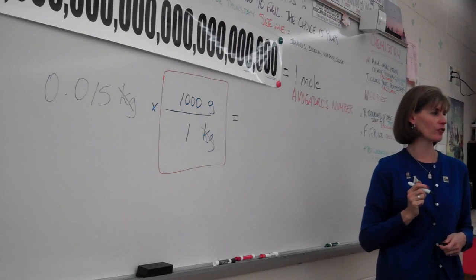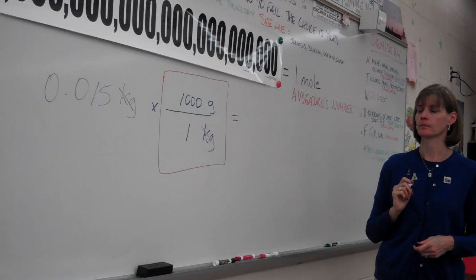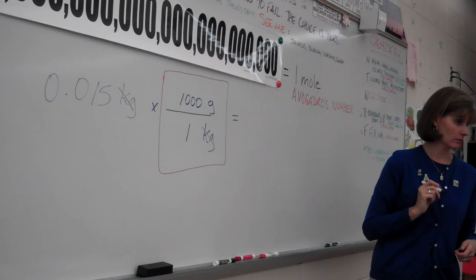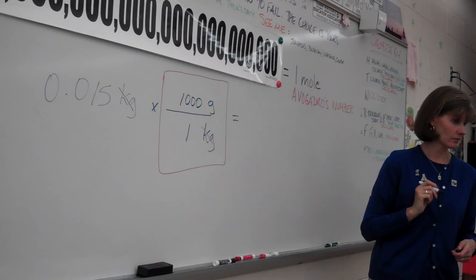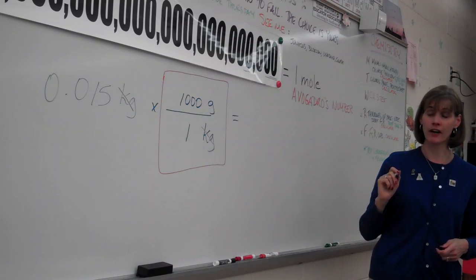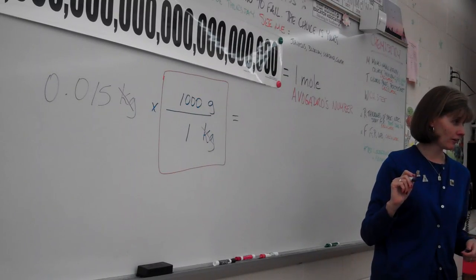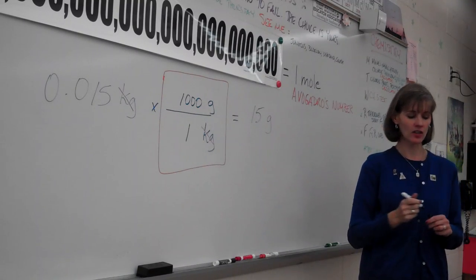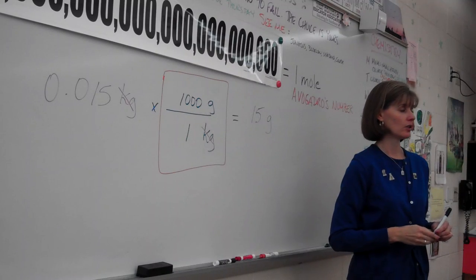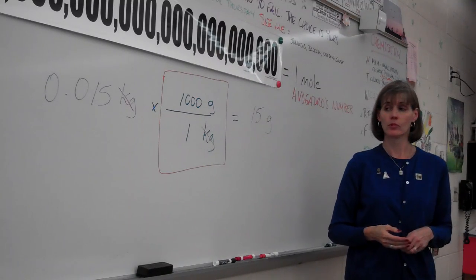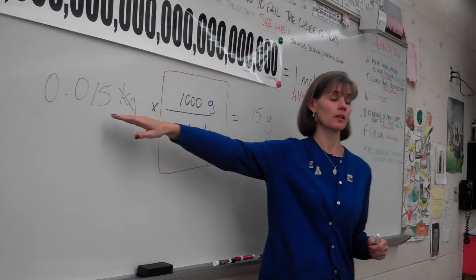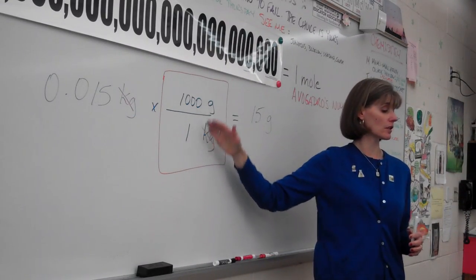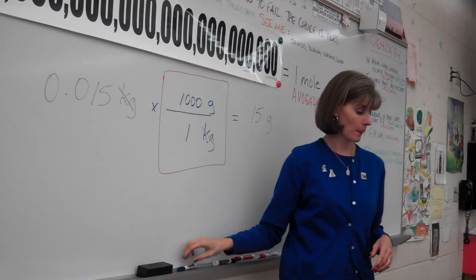Let's see it in proper sig figs. Really? 0.015 times 1,000? We can't do that in our head? 15 what? Grams. How many sig figs does that answer have? 2. Right? Because our initial measurement had 2. Our conversion factor doesn't affect sig figs because this is an accepted quantity. Alrighty.